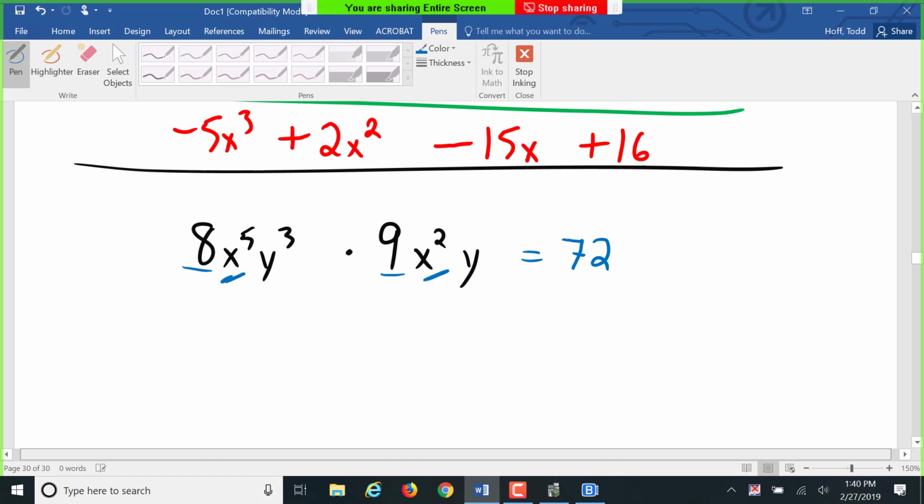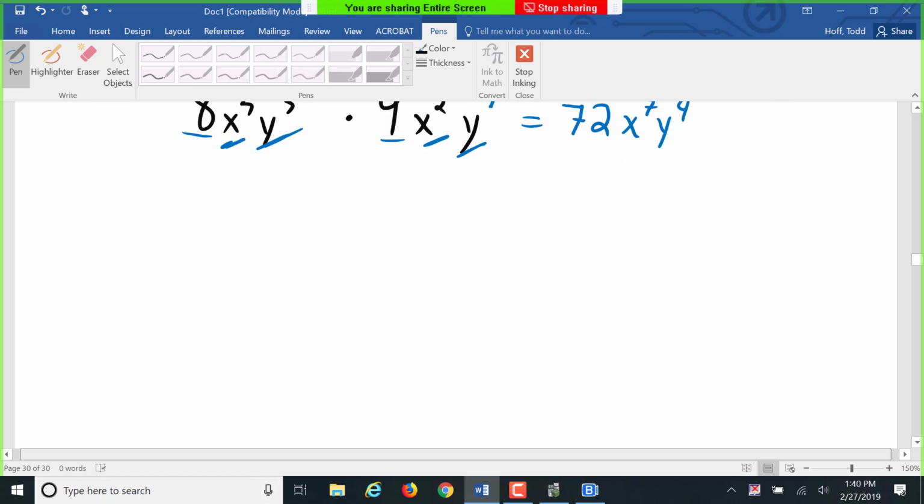Then we combine the names, and we can go each name separately. What is x to the fifth times x squared? X to the seventh, good. Y to the third times y? Y to the fourth, good. We think of that as y to the 1, so 3 plus 1 is 4.